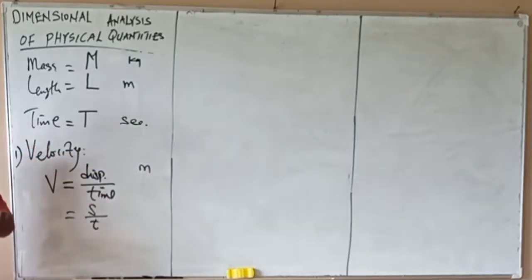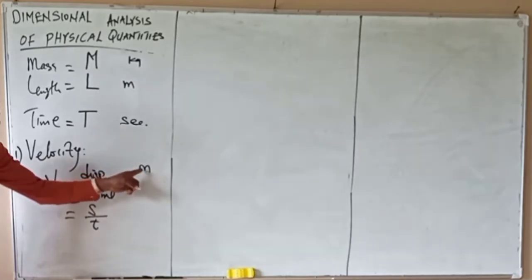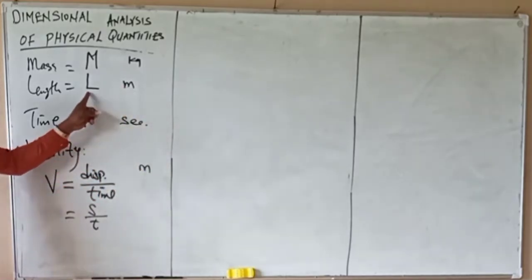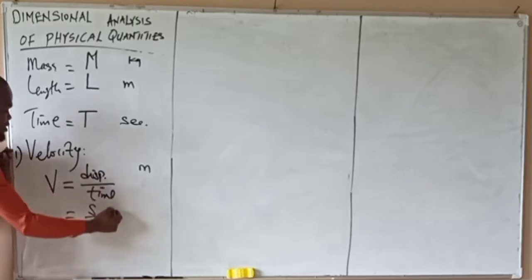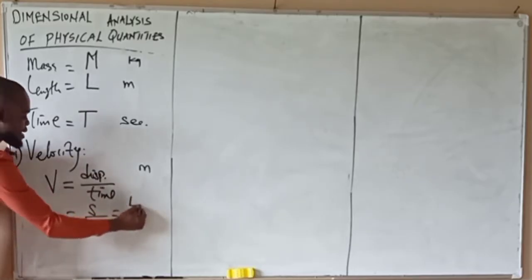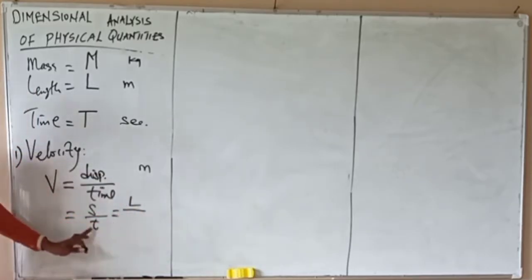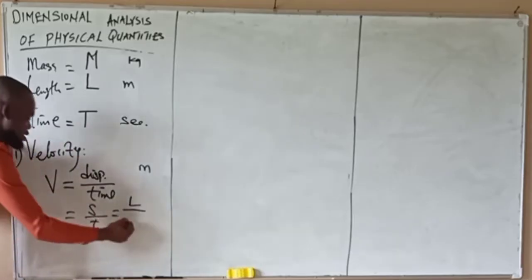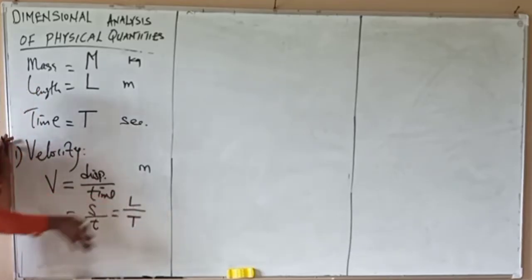Please take note of that. Now I already told you anything that is measured in meters, the dimension must be L. So since displacement is measured in meters, the dimension will be L over. Now, what is time? What is the dimension of time? T. So this is the dimension of velocity.